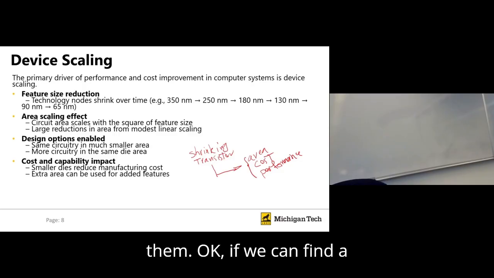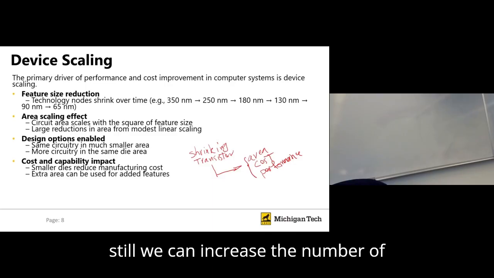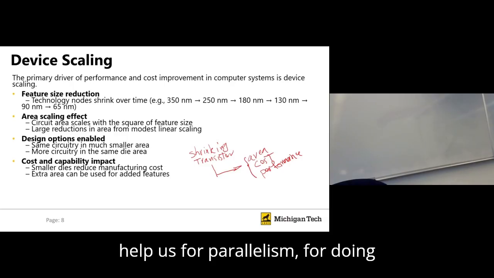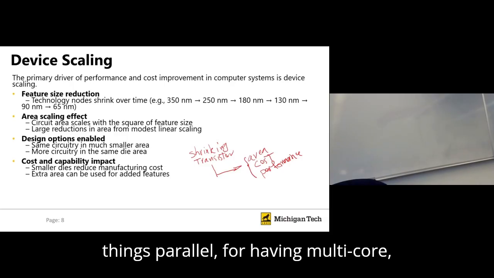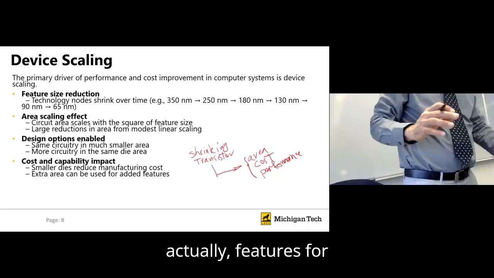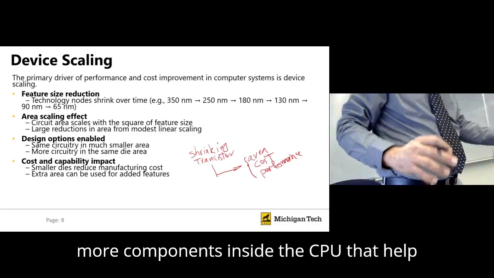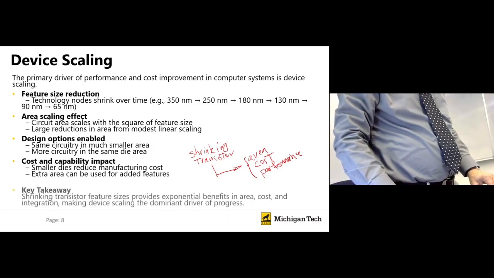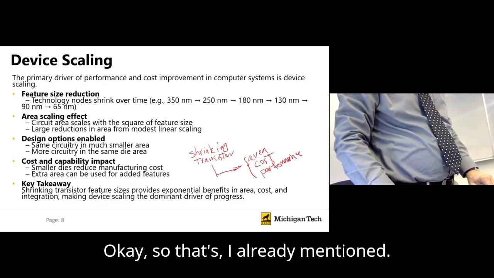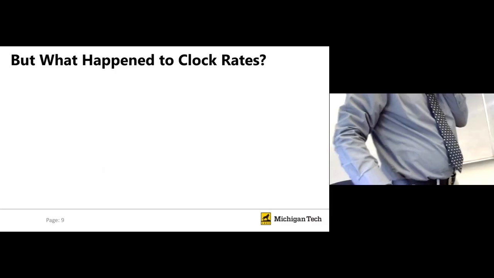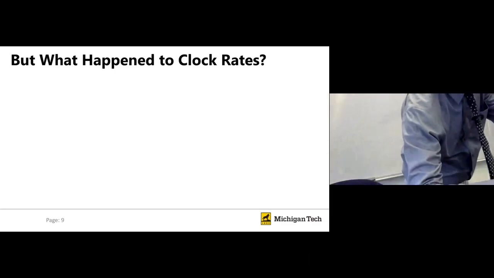Okay? If we can find a way to not increase the clock, we can still increase the number of transistors inside the chip, and this can help us with parallelism, for doing things in parallel, for having multi-core, or having more features, more components inside the CPU that help us with performance later. Okay, so that I already mentioned. But let's see what's happening with the clock rate.